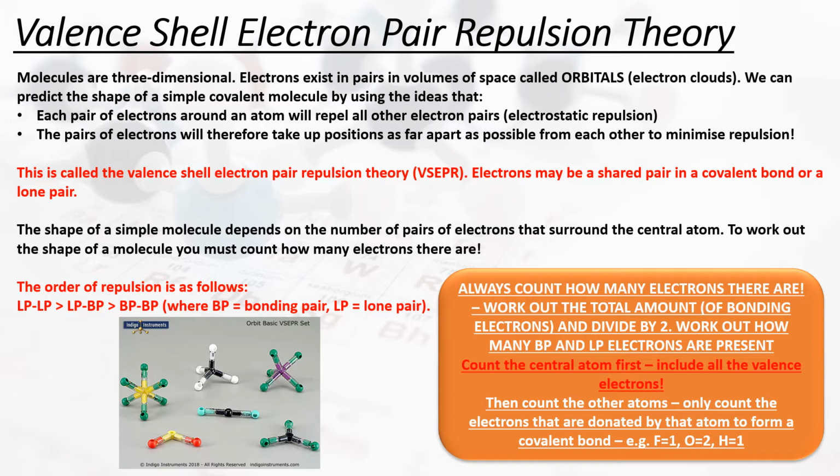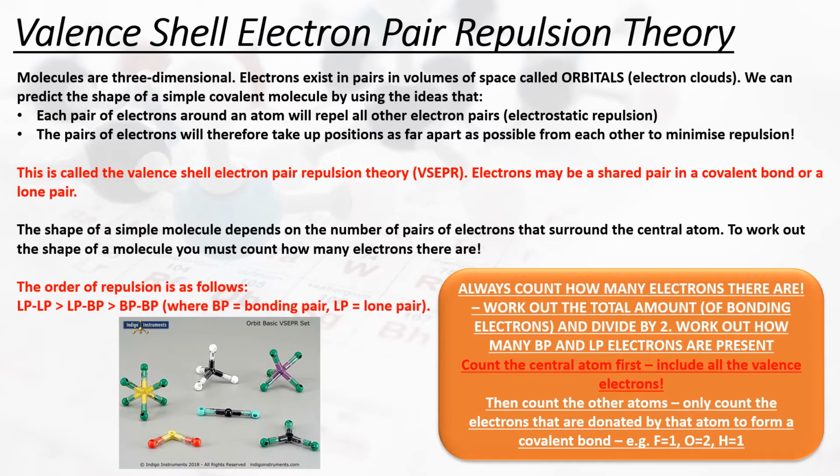And we know that electrons exist in pairs in volumes of space that we call orbitals. We have this idea of electron density, electron clouds, rather than just discrete particles. And we can predict the shape of a simple covalent molecule by using the idea that each pair of electrons around an atom will repel all other electron pairs.